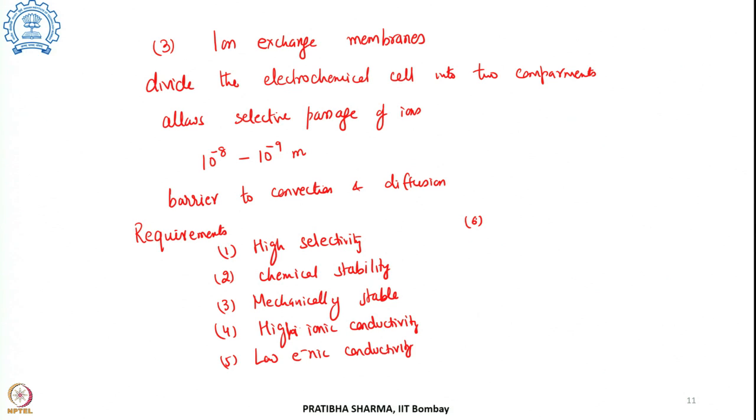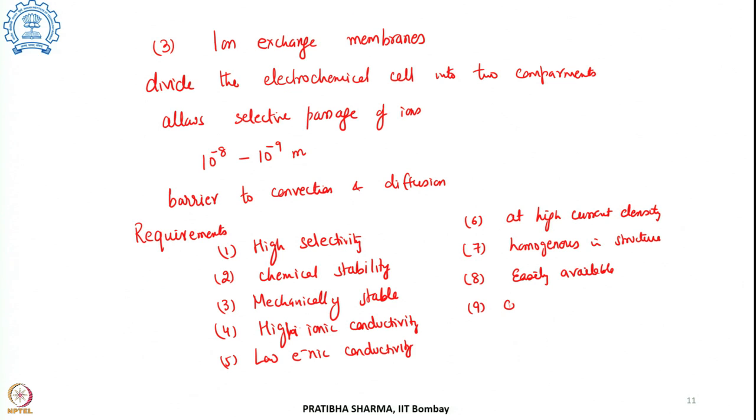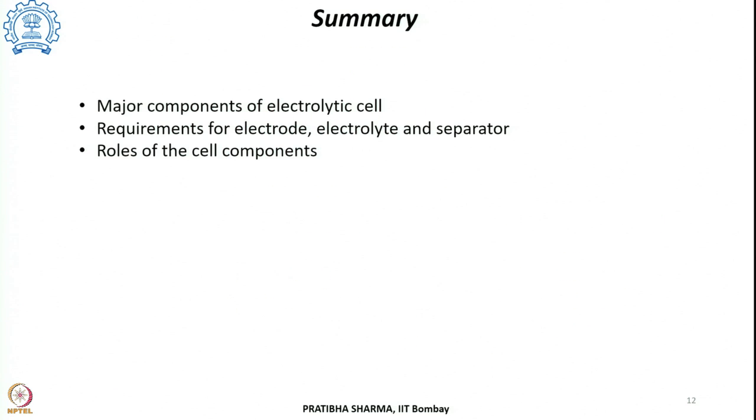They should be able to operate under variable current densities, at high current density when operating at full load, and also at lower current densities. At the same time they should be homogeneous in structure so that there are no local variations, and they should have the same uniform current density throughout. They should be easily available, convenient to handle, and economical, so low cost and a long life of these membranes which can be used in an electrolyzer.